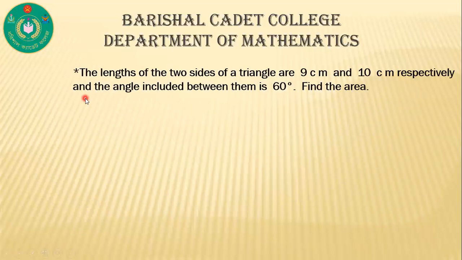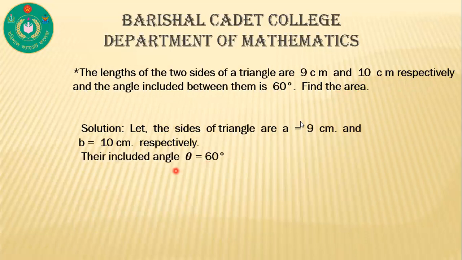Now another question. The lengths of two sides of a triangle are 9 centimeter and 10 centimeter respectively, and the angle included between them is 60 degree. Find the area. Here given that two sides and included angle. You know, if two sides and included angle are given, then the area is equal to half AB sine theta. Here A and B are sides of a triangle and theta means angle, included angle.